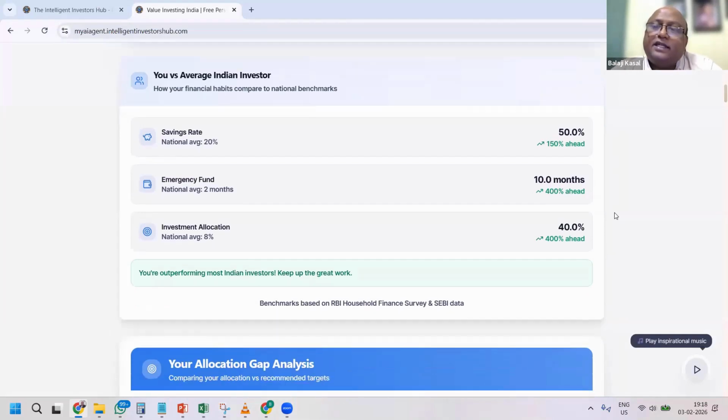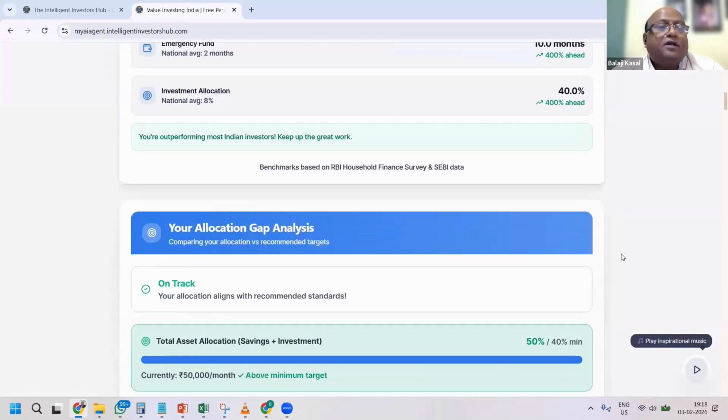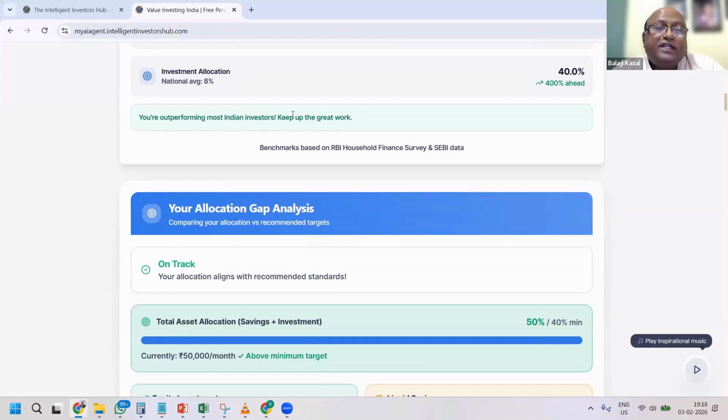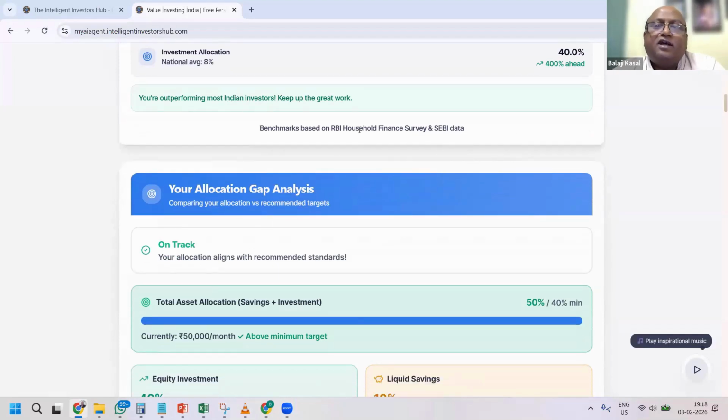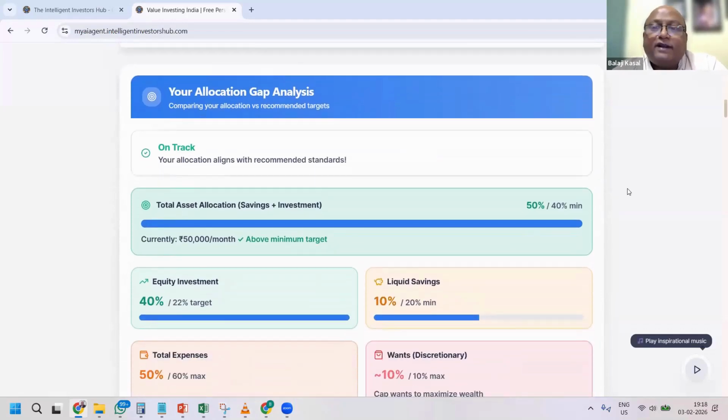Investment allocation is almost 8% for most people. The Indian national average is that, and I'm doing 40% investment. That's again very high. You are outperforming most Indians, keep up the great work. It is trying to encourage me more and more, it is talking to you in fact, right? The benchmarks are based on RBI data as well as CBD data. It's good. Also, it's trying to find the gap.